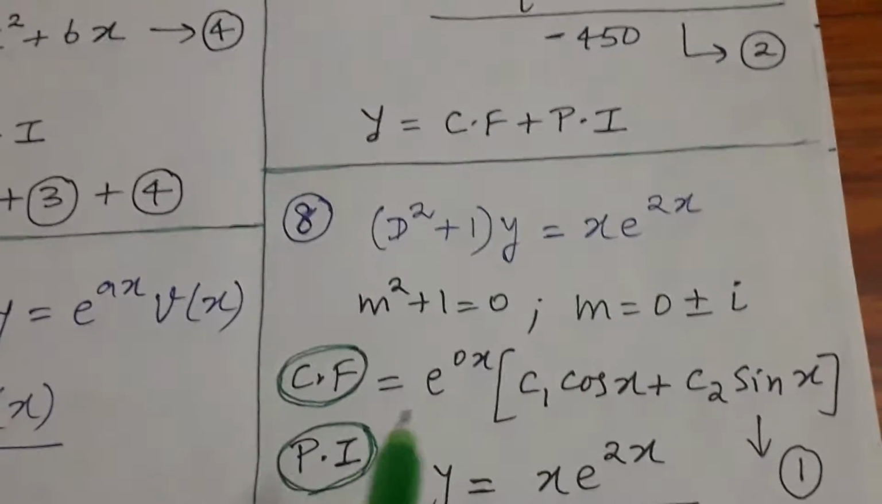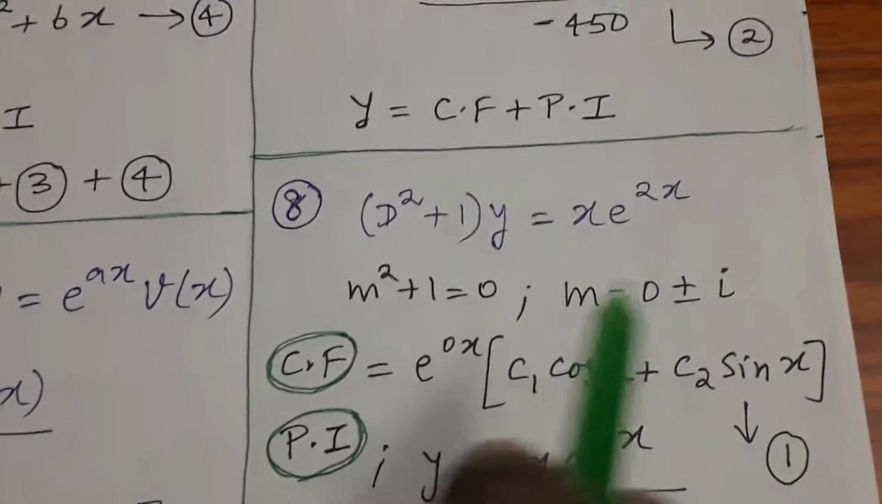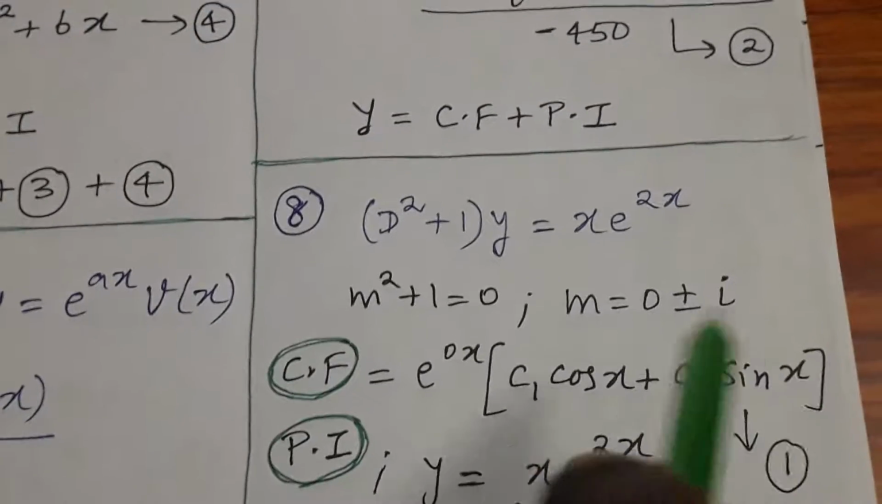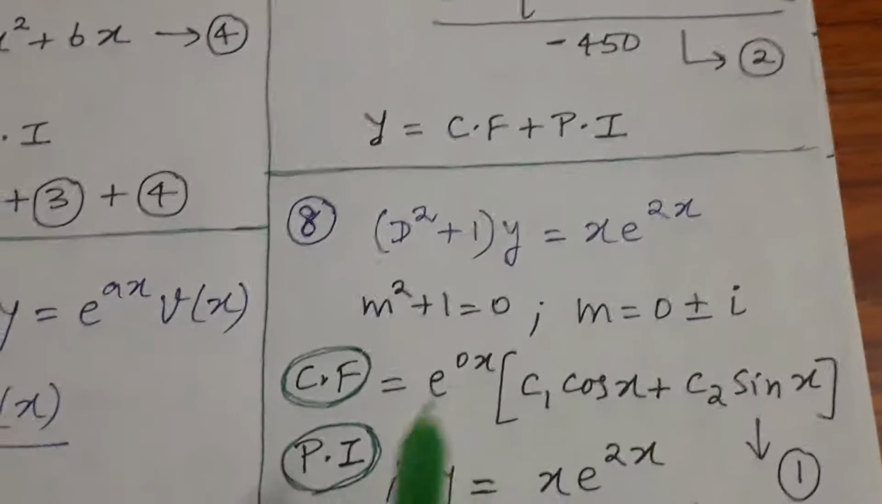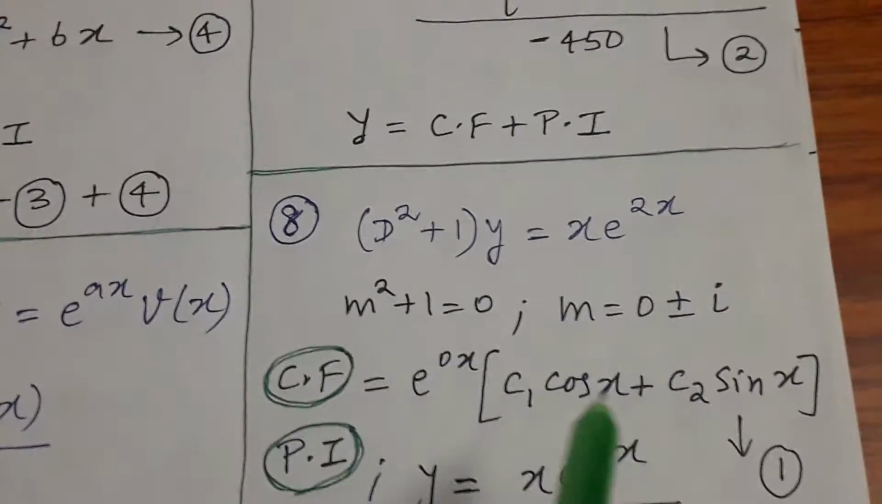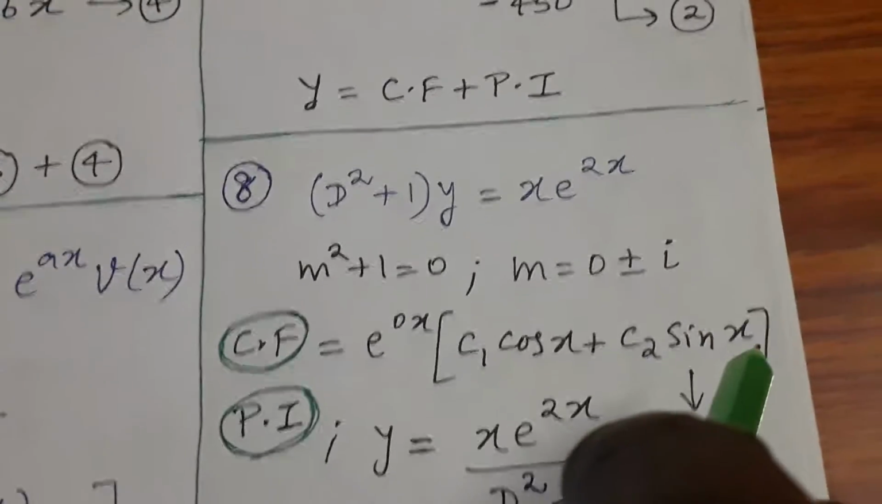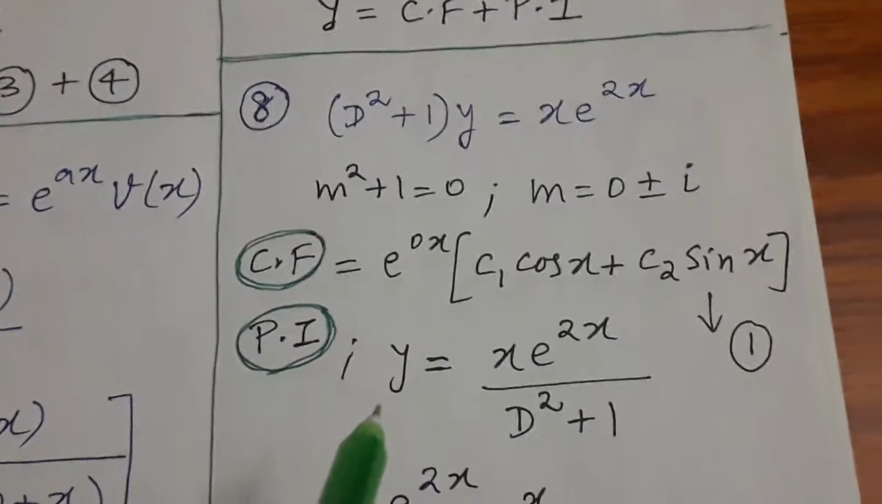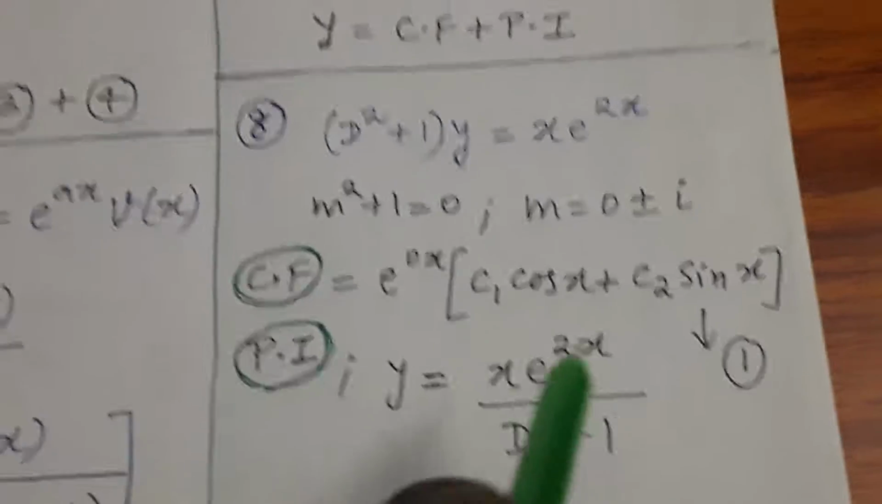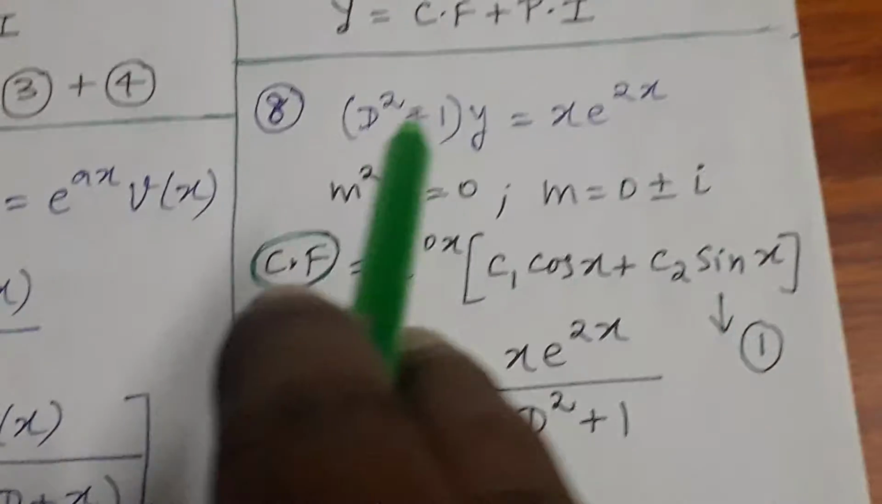Find the complementary function by writing the auxiliary equation and finding the roots accordingly. Right here the roots are real and imaginary, so it will be e power alpha x (c1 cos beta x plus c2 sin beta x). Next, the particular integral.